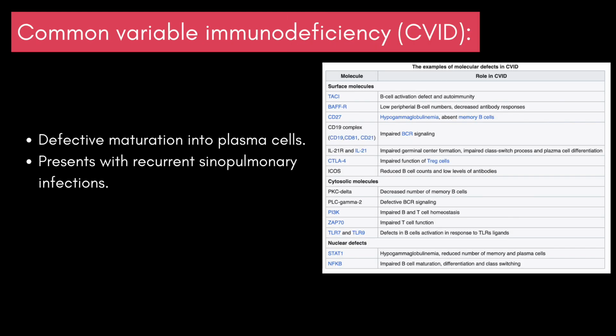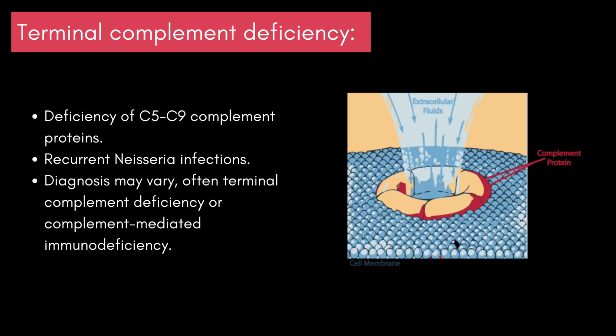Moving on. Next, let's take a look at common variable immunodeficiency, also known as CVID, defective maturation into plasma cells, presents with recurrent sinopulmonary infections. Moving on. Next, let's take a look at terminal complement deficiency, deficiency of C5 to C9 complement proteins, recurrent Neisseria infections. Diagnosis may vary, often terminal complement deficiency or complement-mediated immunodeficiency.